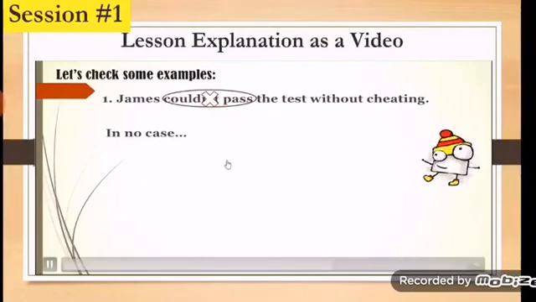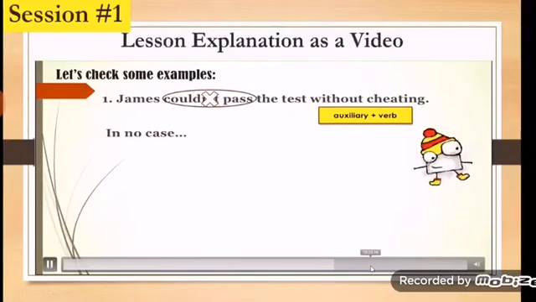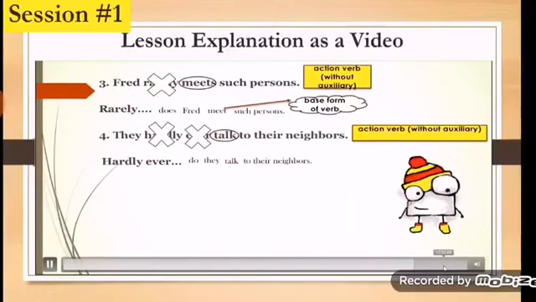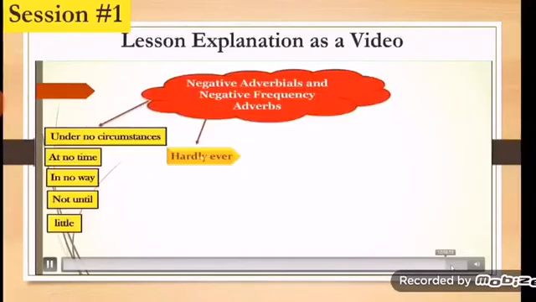Here are some sample examples on how to solve. That's why we have to place the. That's why we. Okay, more exercises. It has cost too much money, and it was quite complicated. The rules. Seldom and never. Other negative words like not. You can ask students to copy the rules in their copybooks.